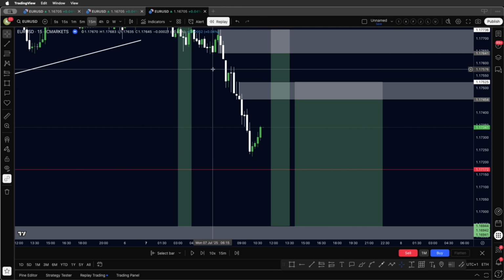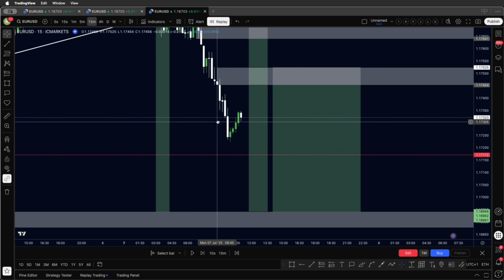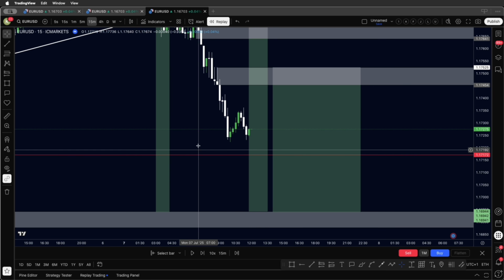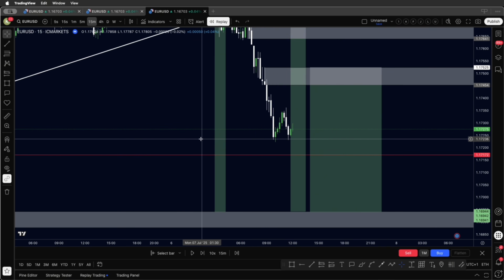You know what? I don't remember it coming down like this, to be fair. This was only a couple of weeks ago. And it's coming down to this, which is cool.